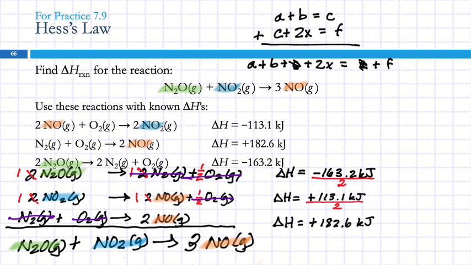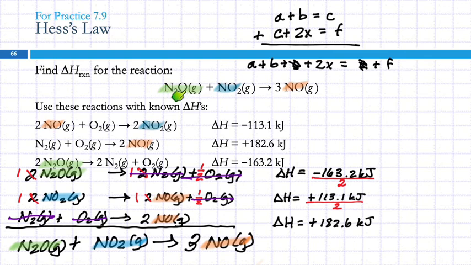Okay? Yes? Why was one of the equations reversed and the other one not? Why did we reverse one of the equations and not the other? Because one was backwards of what we needed. So this is where I think the highlighting is helpful.